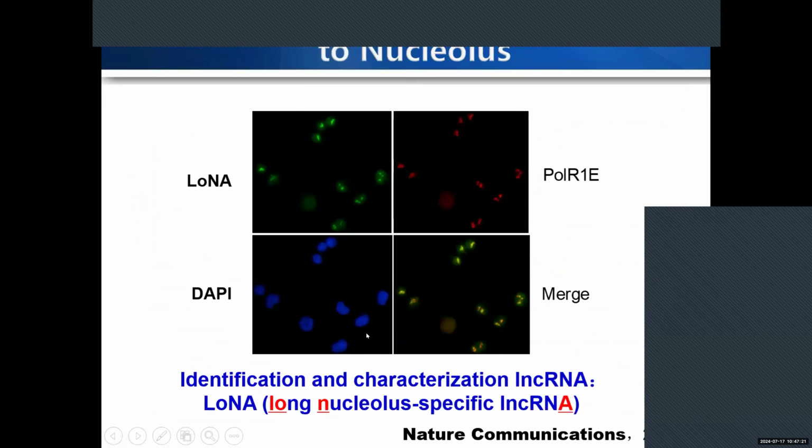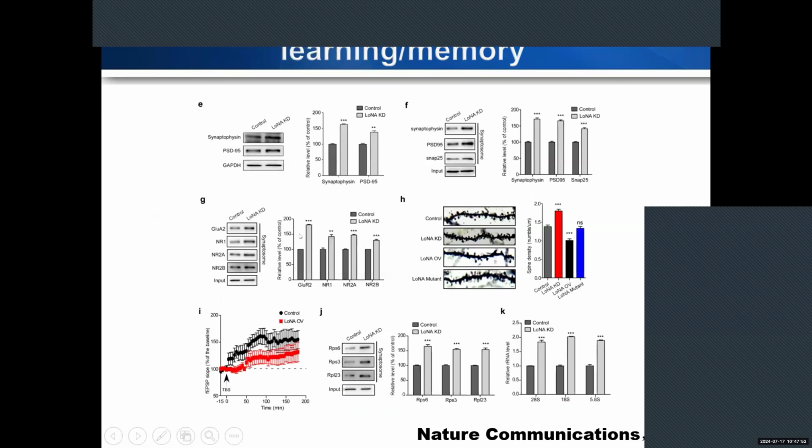So the first lincRNA we identified and categorized is LONA. The name comes from these four English words. We use this simplified name, LONA, to describe this long non-coding RNA, because this particular lincRNA is solely localized in the nucleoli. So that's why we named this lincRNA LONA.